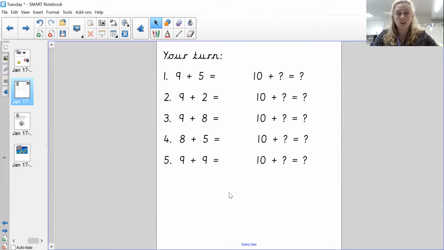Do you think you can complete all those questions for me? Take a picture of your work and put it on Tapestry. Well done. Now there's a challenge for you to do at the end. So pause me now and answer those questions. And if you want to come back and do the challenge, come back and do the challenge, okay?